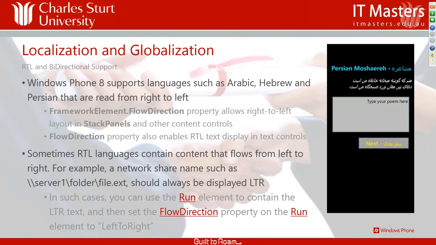Support in Windows Phone for localization and globalization goes beyond what we had in the previous version of the phone platform. We've now got good support throughout the entire set of controls and page lifecycle for different languages and different flow directions, so the ability to do left to right and right to left. And we can do this at a control by control level. For example, there are some things like network share information that should always be displayed in a certain way. So we can actually mandate that on certain controls.